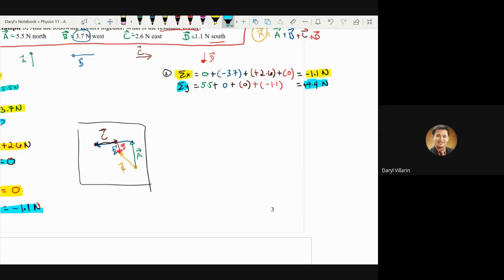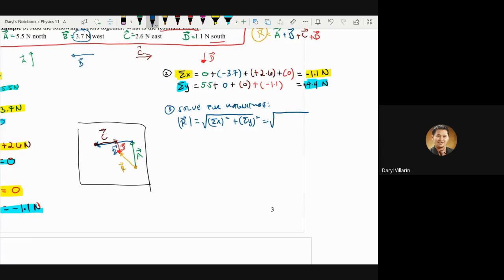So the third thing that you need to do is solve for the magnitude. Okay, so how would you solve for the magnitude? Again, you use the Pythagorean theorem. This is x and y. So summation of all the x's squared plus summation of all the y's squared.